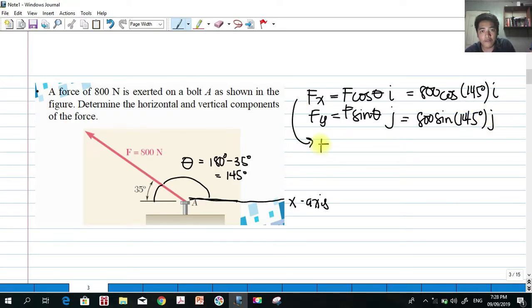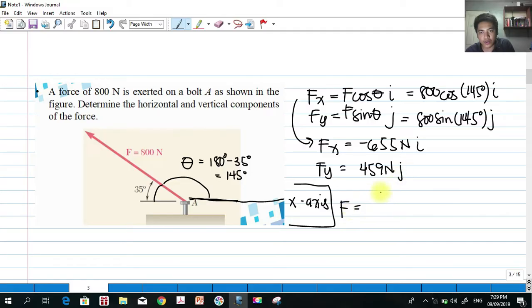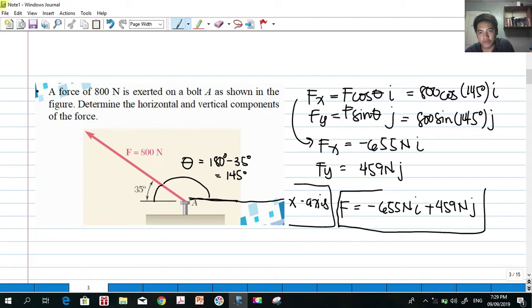So f of x, the vector component, is equal to negative 655 newtons i. Vector Fy is 459 newtons j. Why is the x negative? Because if we resolve this force into the x-axis, it goes in this direction, so negative. And if we resolve it into the y-axis, it's going upward, then positive. So the force defined by the vector components is negative 655 newtons i plus 459 newtons j. This should be our vector force, and these are the vector components.